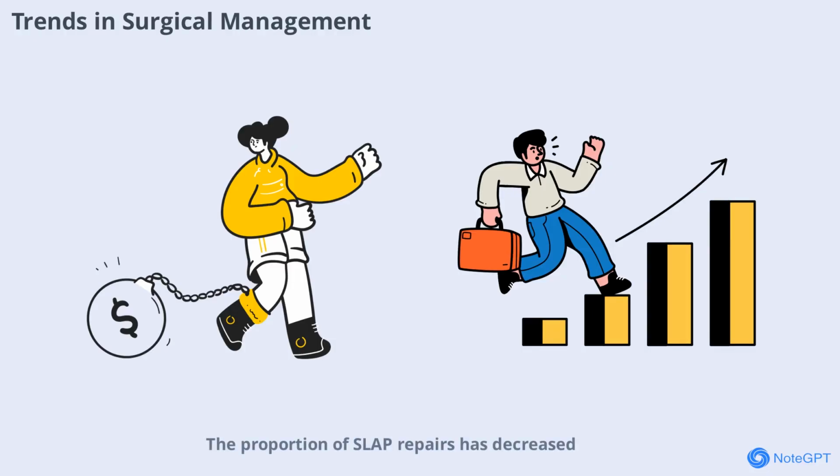The proportion of SLAP repairs has decreased, while biceps tenodesis procedures have risen dramatically. This reflects growing evidence supporting tenodesis as a reliable, effective treatment with fewer complications and better patient-reported outcomes. Surgeons now tailor their approach based on patient characteristics and the latest research.